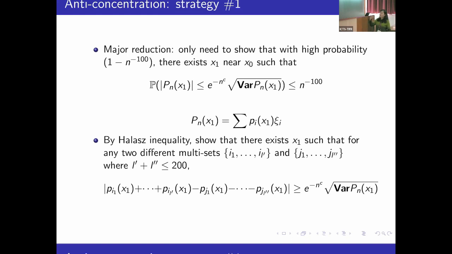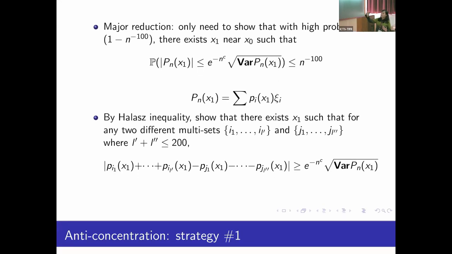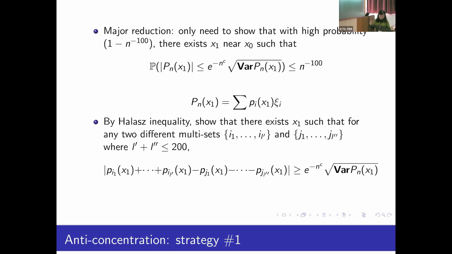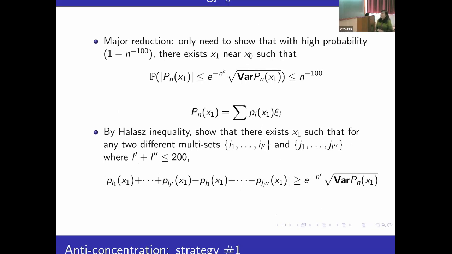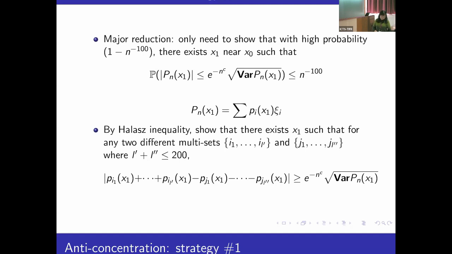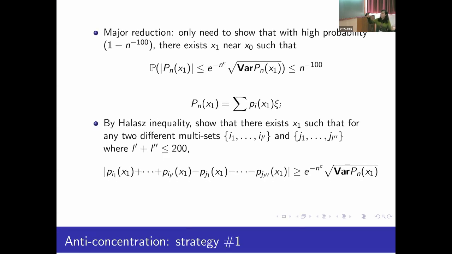And so again, what is P_n(x_1)? That is the sum of C_i times phi_i(x_1). Now, by Halász inequality, in order to show that x_1 is good, we just need to show that there exists some xi such that for any multiset of total size less than 200, the combination is large at x_1. So that brings us to the task of finding x_1.